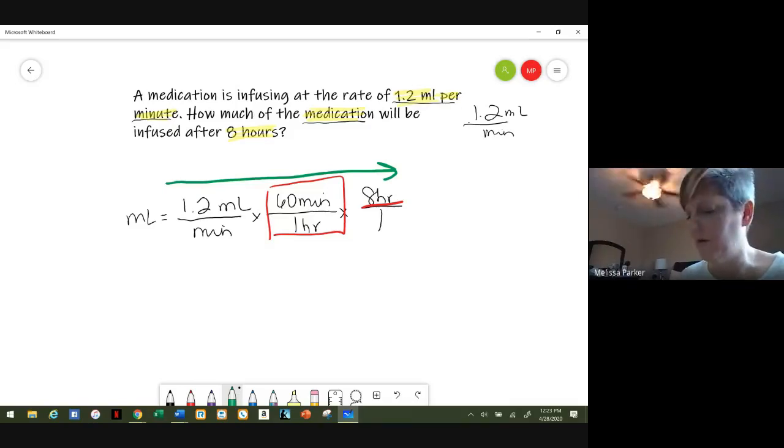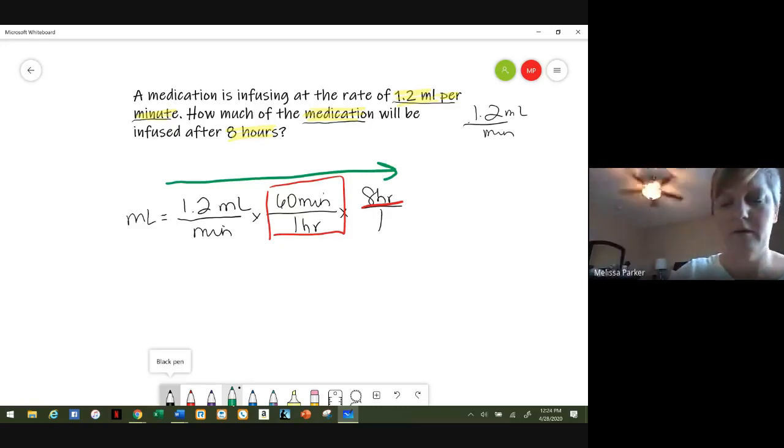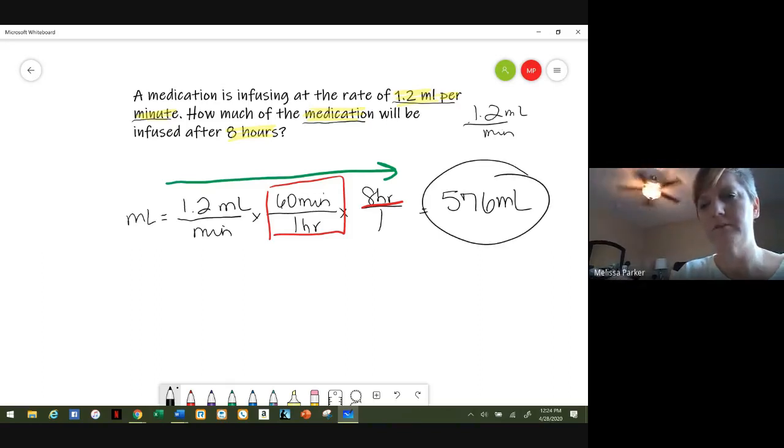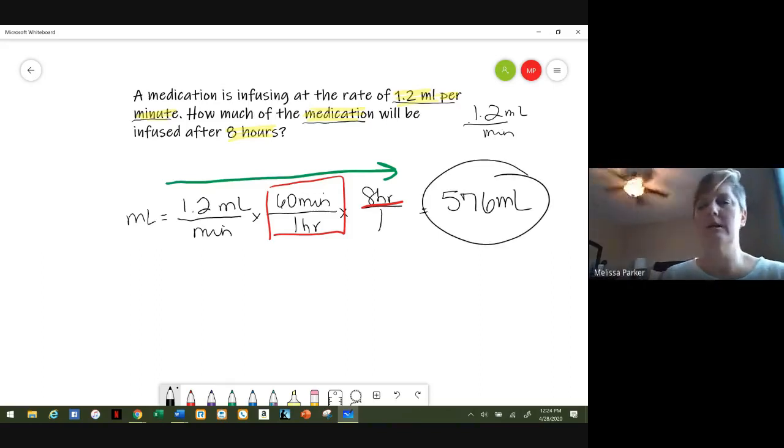Sorry, my calculator got stuck. Okay, 576 mLs. So if the pump is running at 1.2 mLs per minute, so every minute the patient's getting 1.2 mLs, and it did that for 8 hours, the total amount my patient would get is 576 mLs.